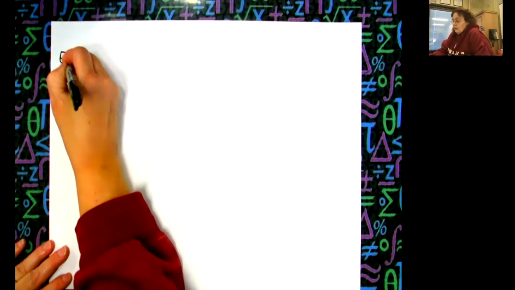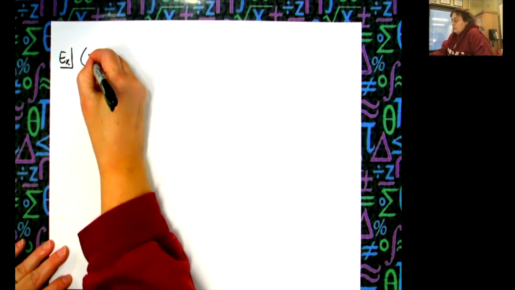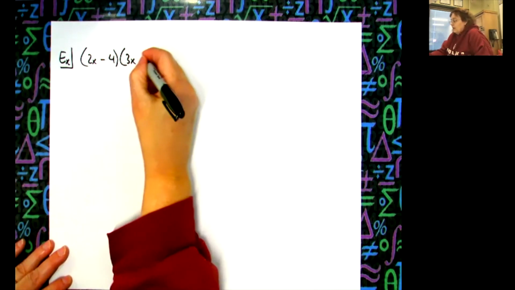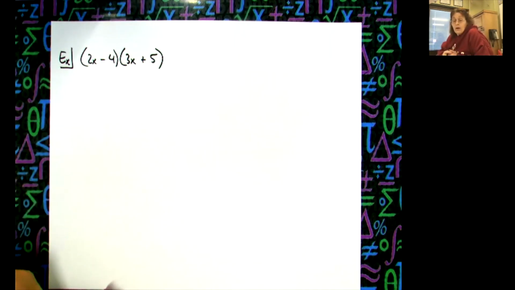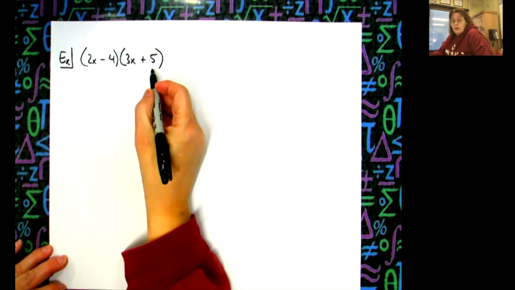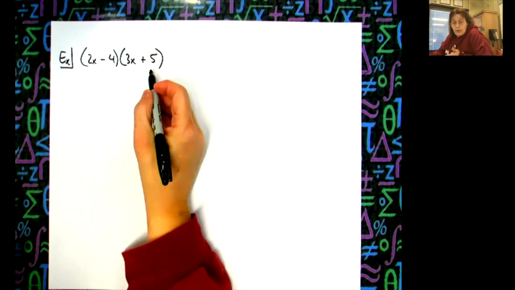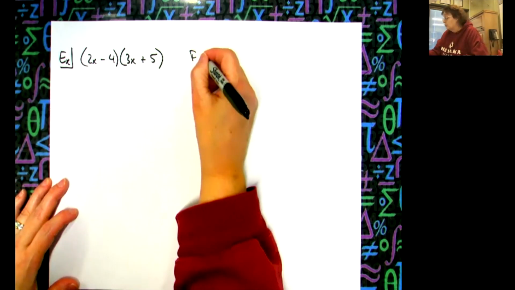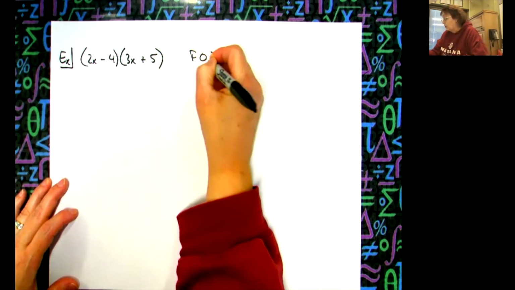If I had something like a 2x minus a 4, and then a 3x plus 5. We have done this earlier this year as well as last December. You can do repeated distributive property, which is usually what I do, or you can do the FOIL method, which we should all have remembered.